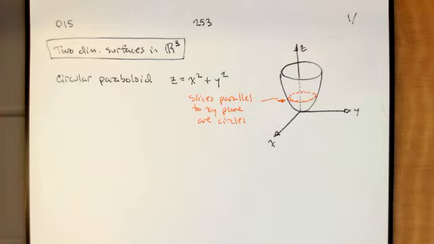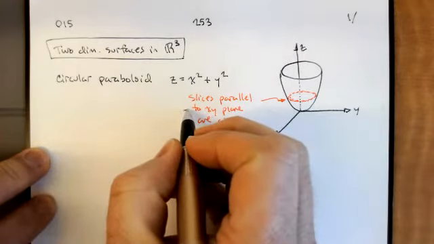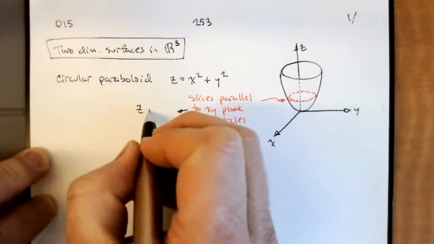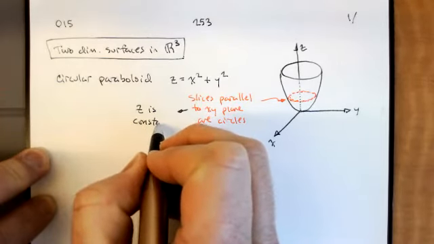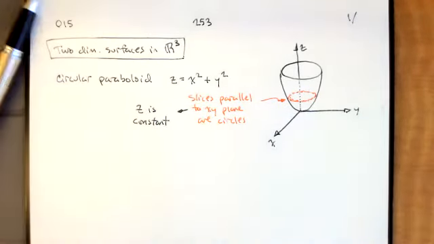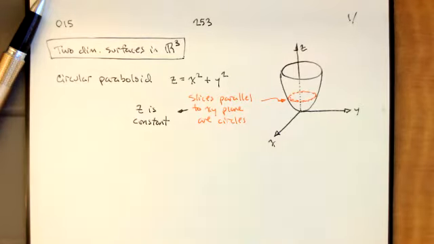So notice that when I take a slice parallel to the XY plane, I'm looking at a fixed value for z. I'm picking some number. This one looks like it's maybe 1 unit above the XY plane. That's where all the values of z are the same. So slices parallel to the XY plane are circles. That's where the z is going to be constant. So parallel to the XY plane, that's going to tell us that z is constant.